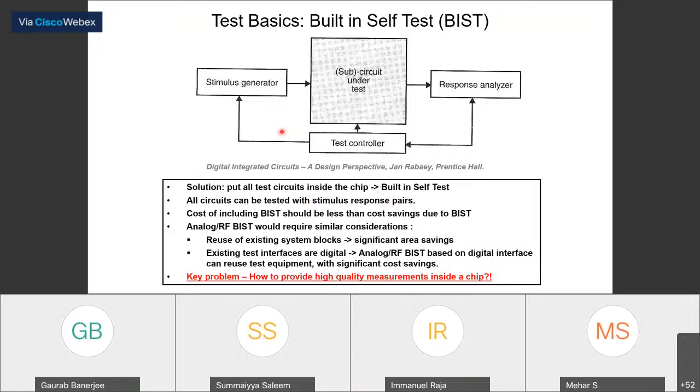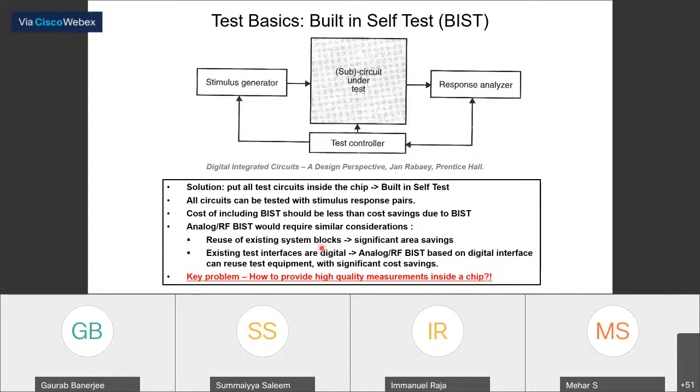And one key thing is that when you put these circuits on a chip, the stimulus, the test controller, the response, you are going to take up silicon area. So a key thing is that the cost of including BIST should be less than the cost of savings due to BIST. Otherwise, you are in negative territory. And analog and RF BIST would require very similar consideration. So you're looking at the reuse of system blocks so that you can save area, but you would still have a stimulus, you would have a response analyzer, and you would have a test controller. And of course, you would like to keep the test interfaces digital.